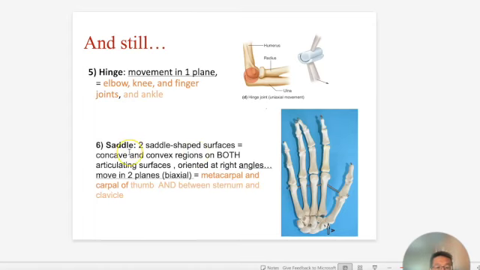Saddle joint. Saddle is like a horse saddle when you sit in it. One surface is concave, one is convex. Remember some of these: the metacarpal of the thumb, and between the sternum and the clavicle. That's also a saddle joint.